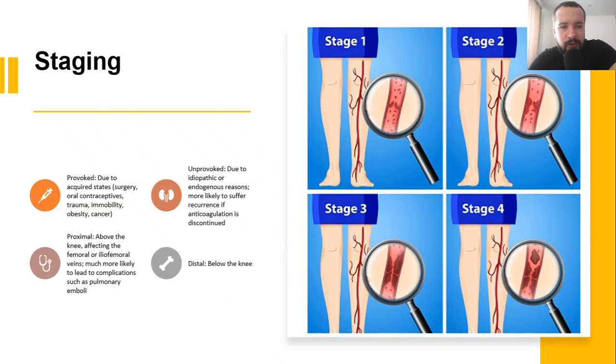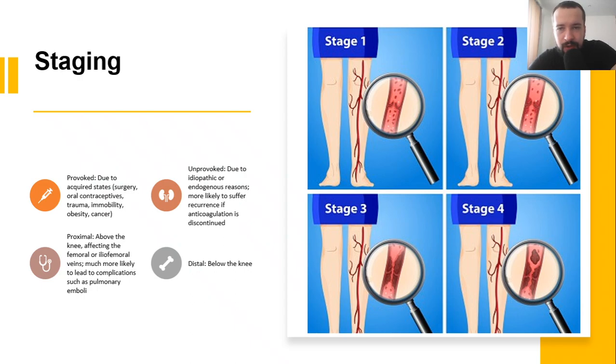Staging. We have 4 stages, if you see the picture, and we have 4 types. Provoked: due to an acquired state, surgery, oral contraceptive, trauma, immobility, obesity, cancer. Unprovoked: due to idiopathic or endogenous reasons, more likely to suffer recurrence if anticoagulation is discontinued. Proximal: above the knee, affecting the femoral or iliofemoral veins, much more likely to lead to complications such as pulmonary embolism. Distal: below the knee.